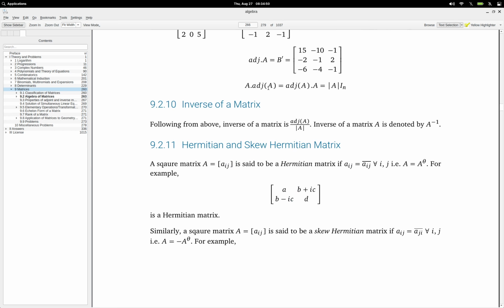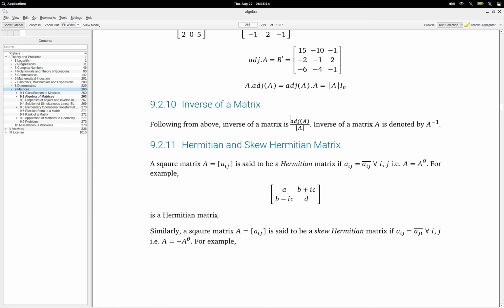Now A times adjoint of A is equal to adjoint of A times A, that is determinant of A multiplied by the identity matrix. So from this we can find the inverse of a matrix, which is adjoint of A divided by the determinant of A. Inverse of a matrix A is denoted by A to the power minus 1.